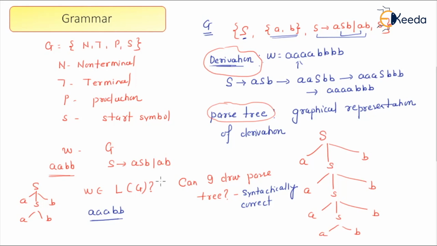because for this grammar, whenever there is an a, there will strictly be a b. So a's and b's will be in equal number. If they are not equal, I cannot generate the string. So aaabbbb is not syntactically correct.